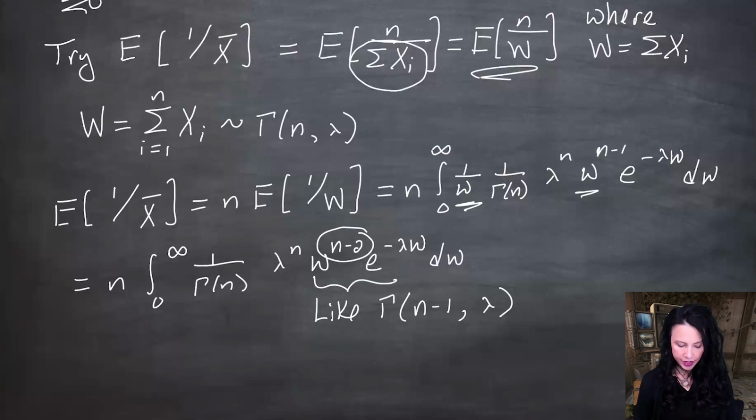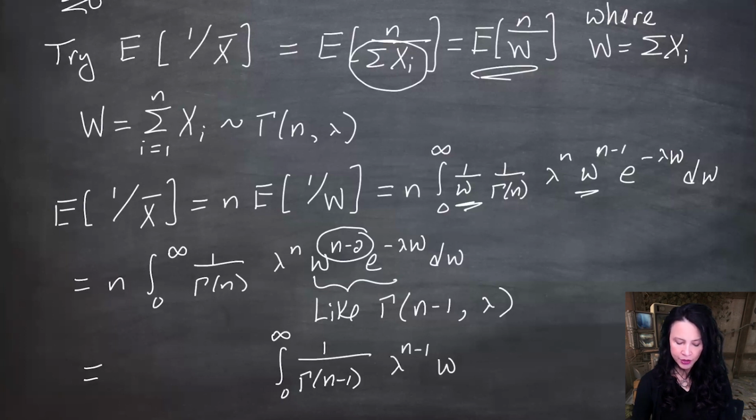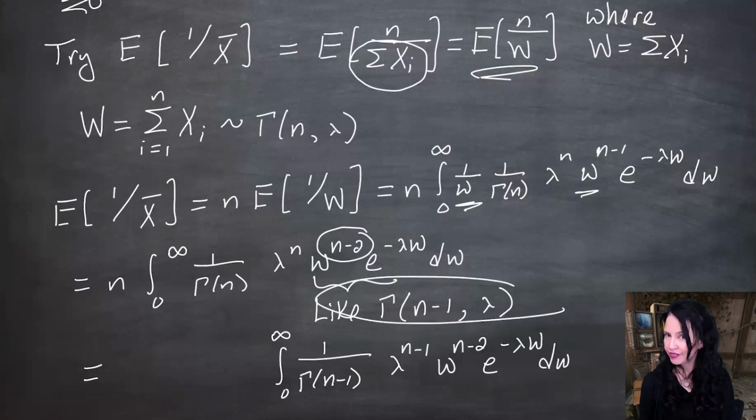So let's make the stuff in front correct. Let me start with that. I would like this to be 1 over gamma of n minus 1, lambda to the n minus 1, w to the n minus 2, e to the minus lambda w dw. That is this PDF. And that integrates to 1, but that's not equal to the line above.